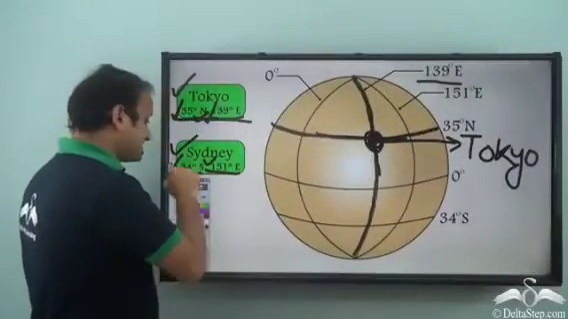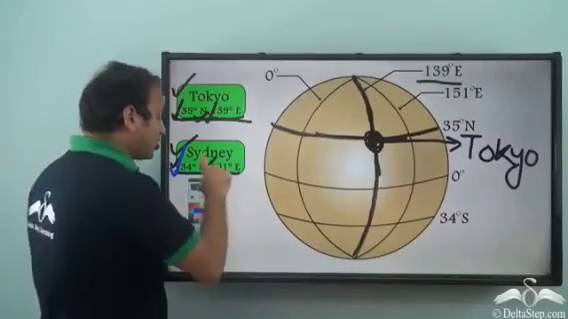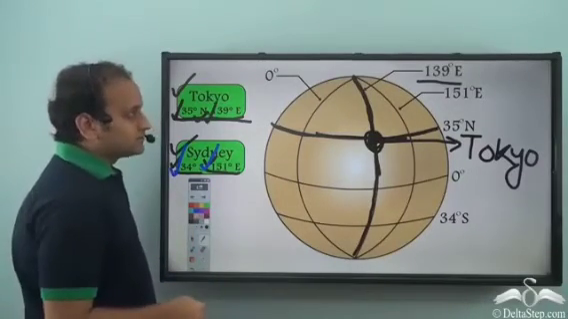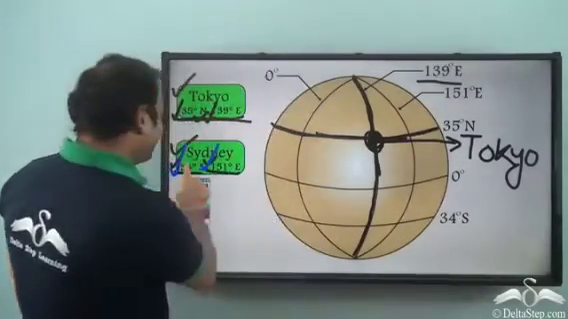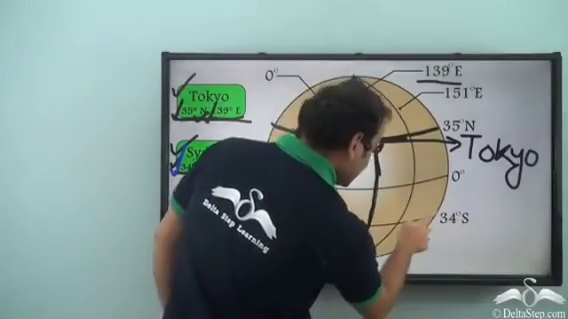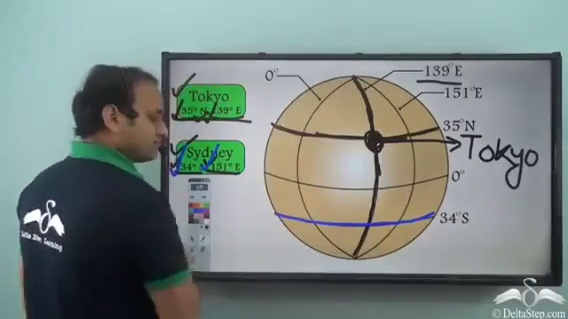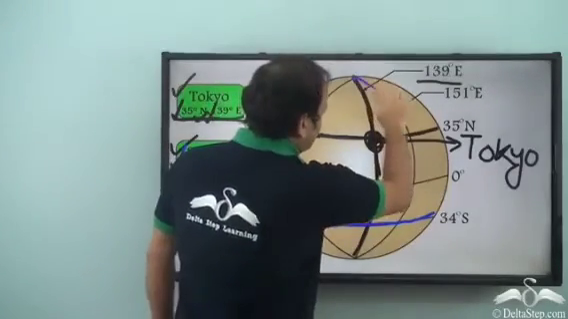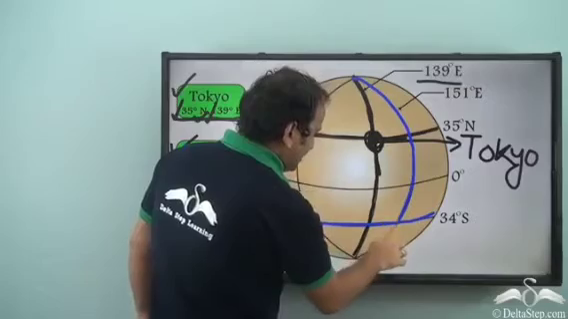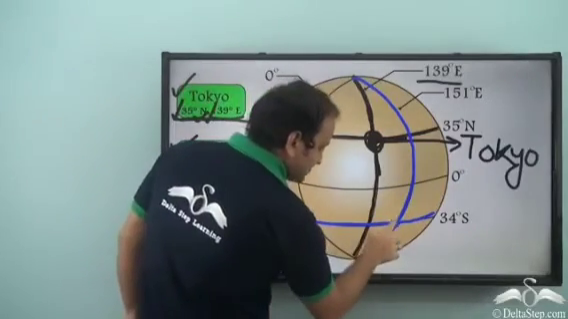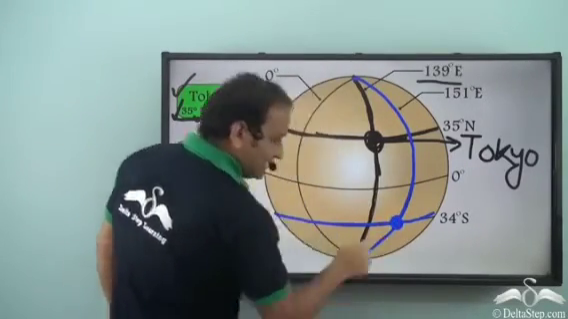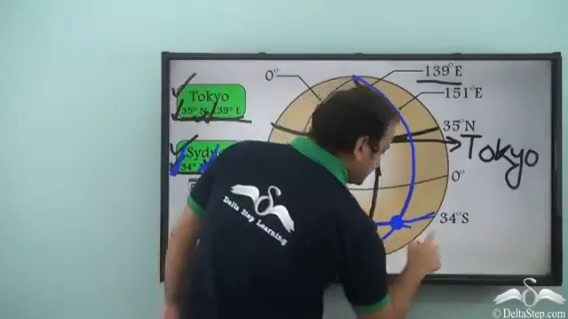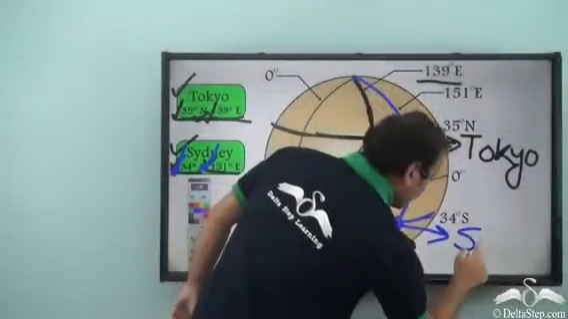Now Sydney has a latitude of 34° south and longitude of 151° east. So let's locate these lines on planet Earth. So let's see. You have 34° south, which is this line. And what about 151° east? Well, it's this longitude. Now these two lines are meeting at this point, isn't it? So this intersection point of this latitude and this longitude is the location of this city, which is Sydney.